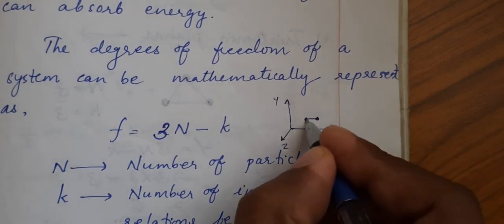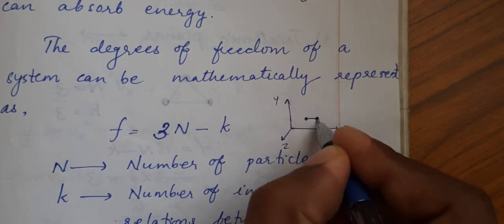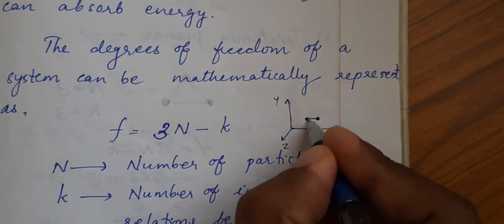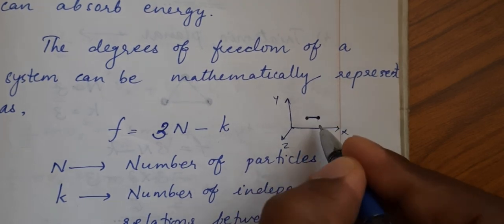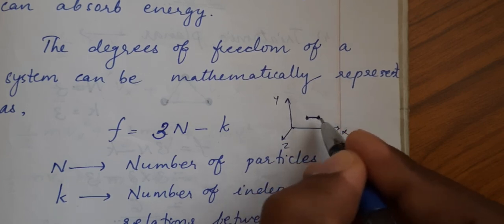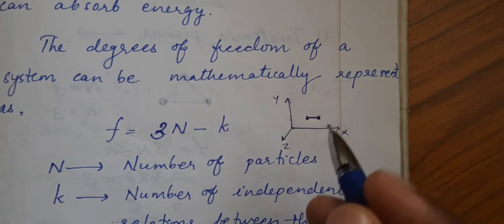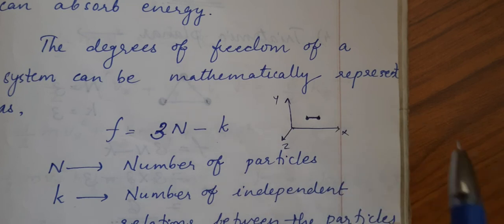This molecule can go in the x, y, z directions. This molecule also can move in the x, y, z directions, but they are under a constraint. They are bounded with a bond. They are under a constraint, which means there is some shortage for its movement, some restrictions for this movement.